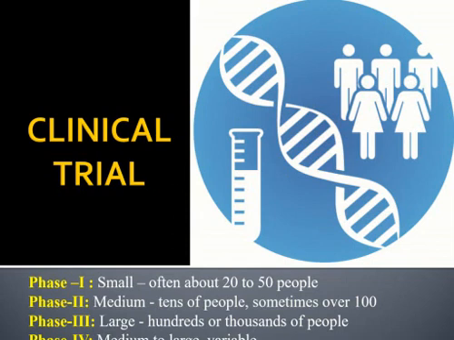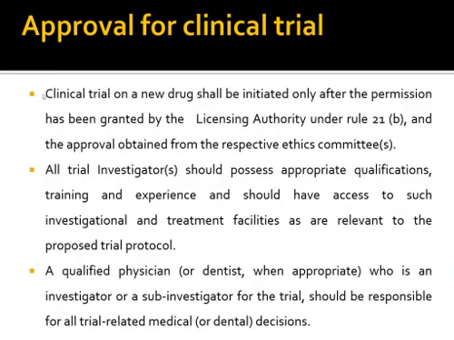Clinical trials are conducted in 4 phases, that is Phase 1, Phase 2, Phase 3 and Phase 4. In a clinical trial, the safety and efficacy of a Schedule Y drug is evaluated in human trials. Phase 1 comprises a small number of people, then a medium number of people for Phase 2, then in Phase 3 a large number of human beings are taken as volunteers, then Phase 4 is the post-marketing surveillance studies.